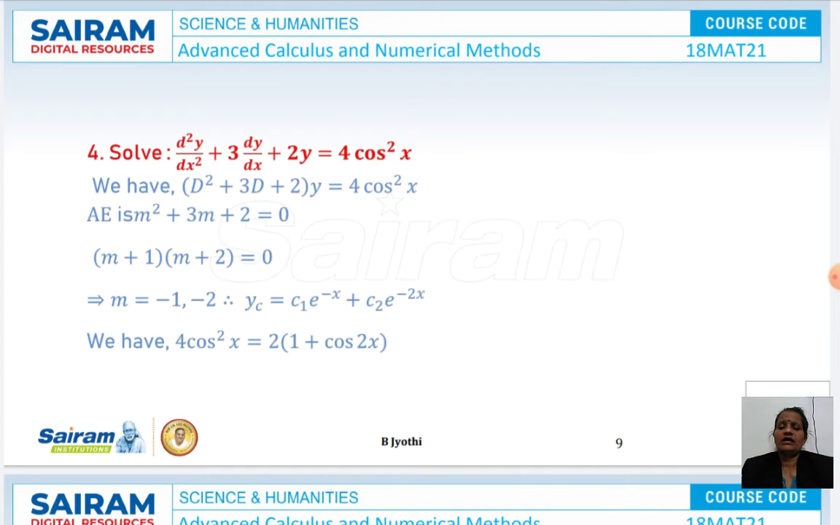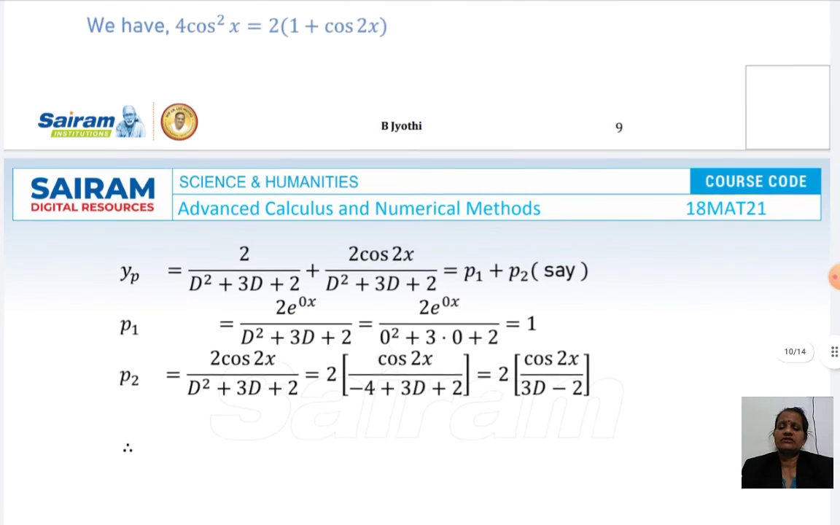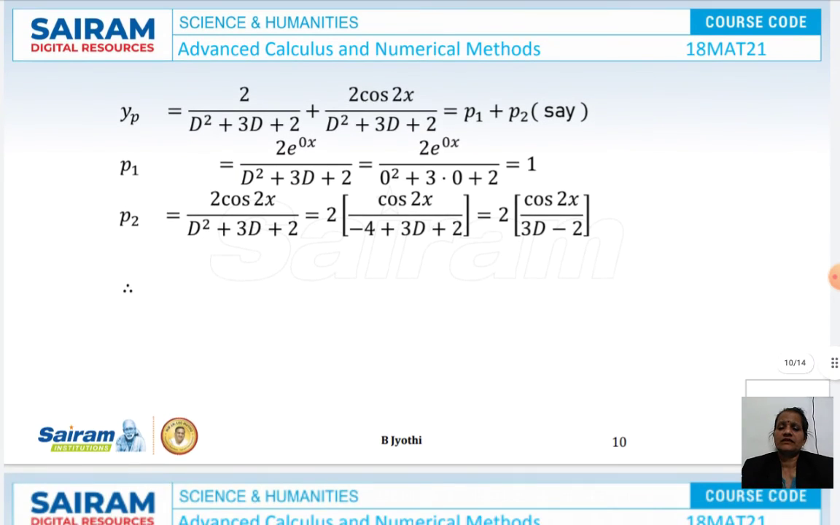Now we have 4 cos square x on the right hand side. That can also be written as, cos square x is (1 plus cos 2x) divided by 2. So that 2 will be cancelled with the 4. We get 2 times of (1 plus cos 2x). Let us find the particular integral for this. That gives us 2 divided by D square plus 3D plus 2 and 2 cos 2x divided by D square plus 3D plus 2. Let us name them as P1 and P2.